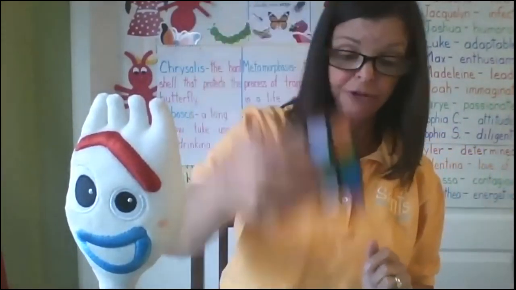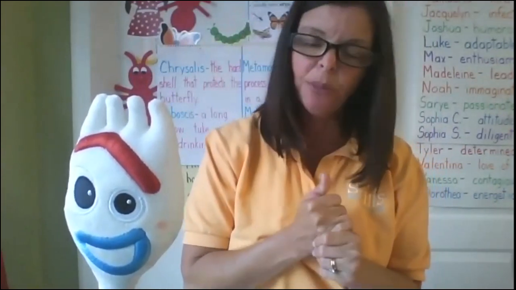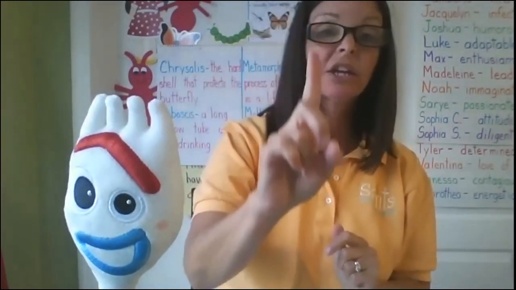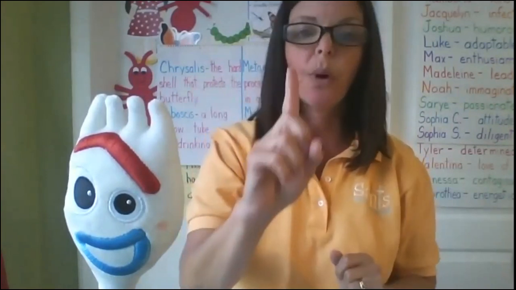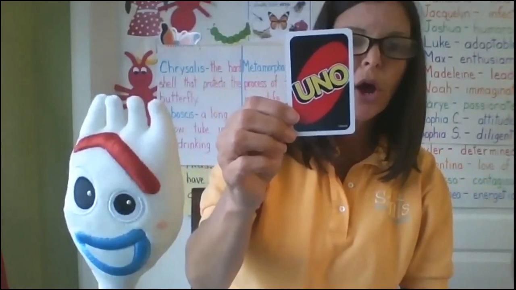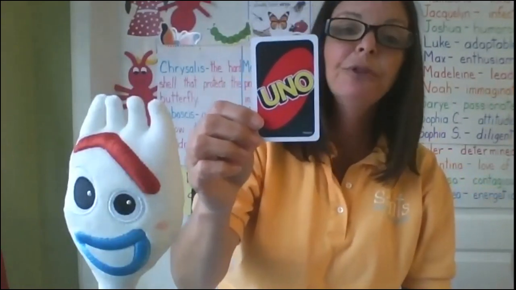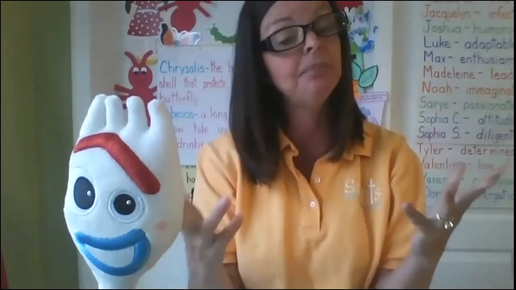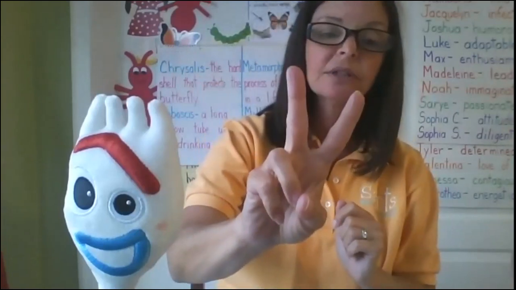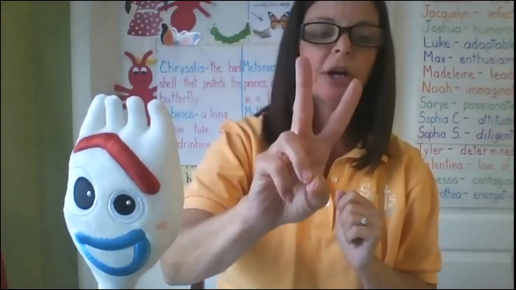Let's see if we can try the next one, cube. If we clap out the word cube, how many parts to the word or how many beats does it have? Cube. That's only one syllable. That's one part to the word. How about if we try Uno, my favorite game, Uno. If we clap out a syllable for Uno, how many beats would there be? Uno. Two syllables. Two beats, two parts to the word.